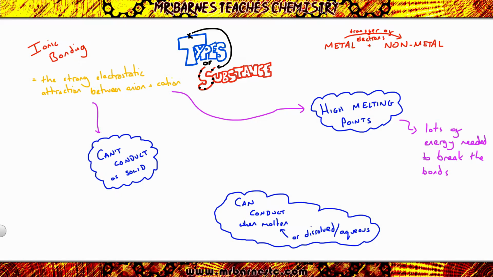Why can't they conduct as a solid? There's a strong electrostatic attraction between the anion and cation, so the ions are not free to move. They can't pass on a charge. And then why can they conduct when molten? Because those ions are free to move. You've broken that electrostatic attraction, so they are free to move.